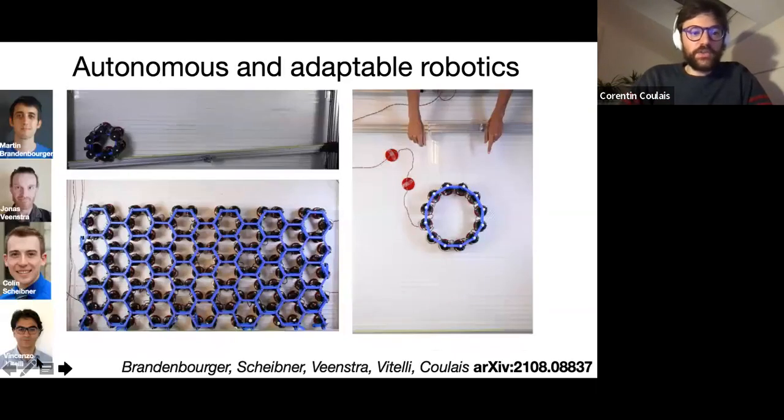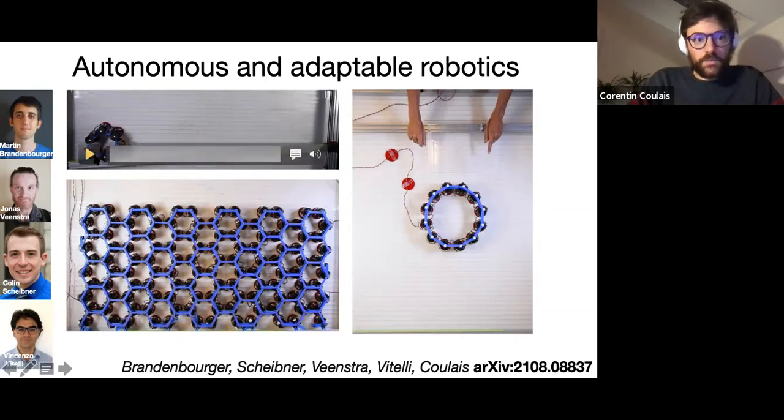And the other application I'm going to talk about, and actually I'm going to talk about this first because that's the last paper we put out, is you could use this skin effect to obtain novel concepts for autonomous and adaptable robots. Okay. And this is actually a work led by Martin Brandenbourger, who was a postdoc in the group and who's now at CNRS Marseille, and with Jonas Veenstra, who's a PhD student in the group, and in collaboration with Vincenzo Vitelli and his PhD student, Colin Scheibner.